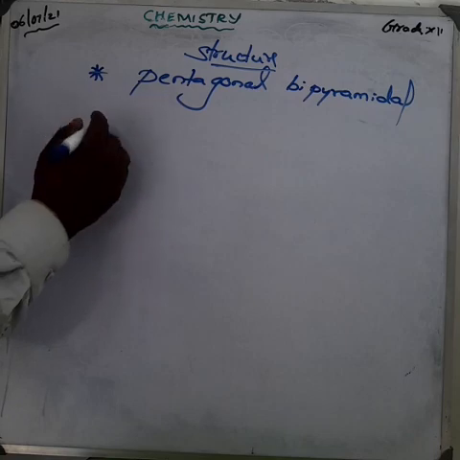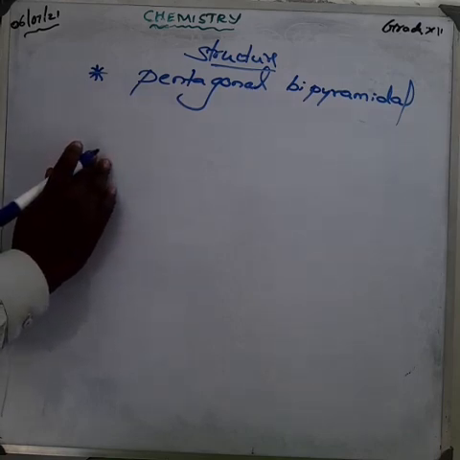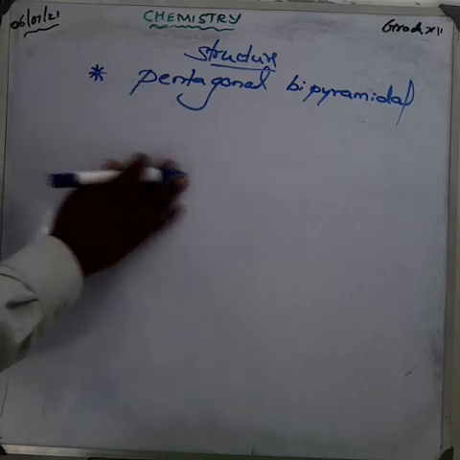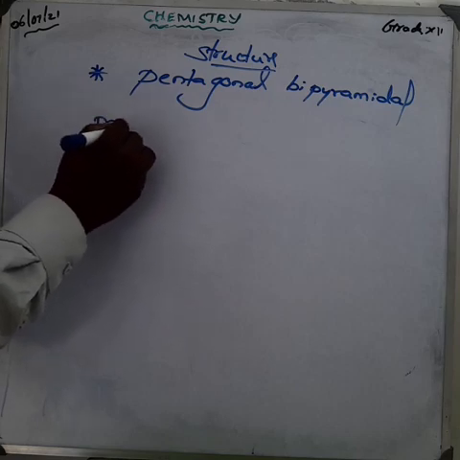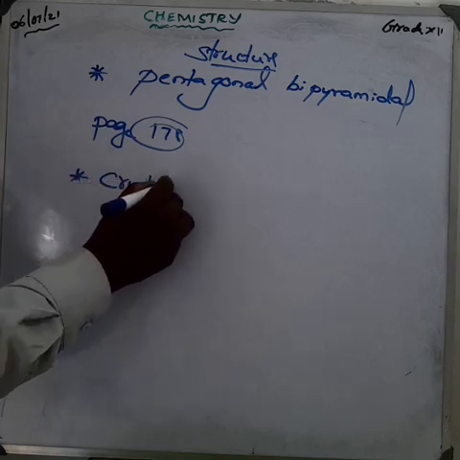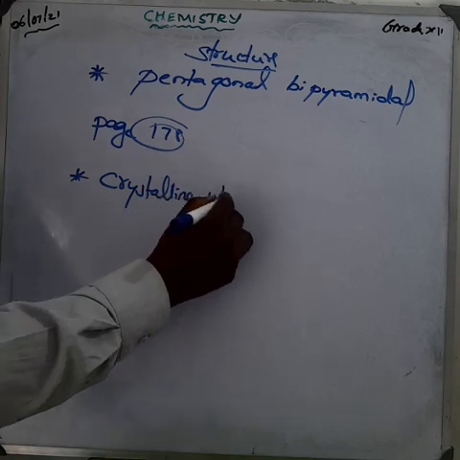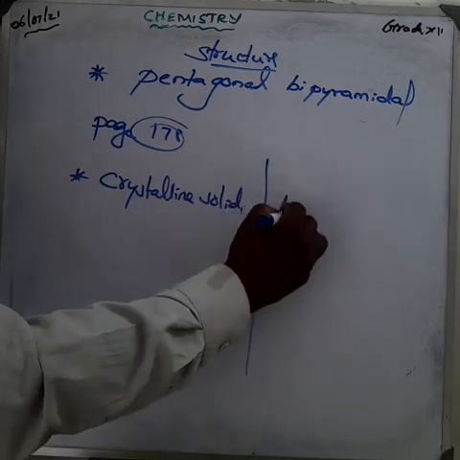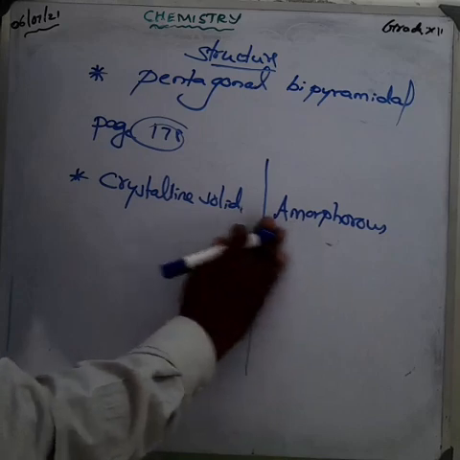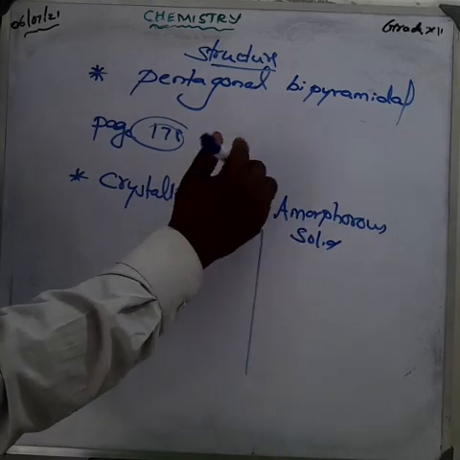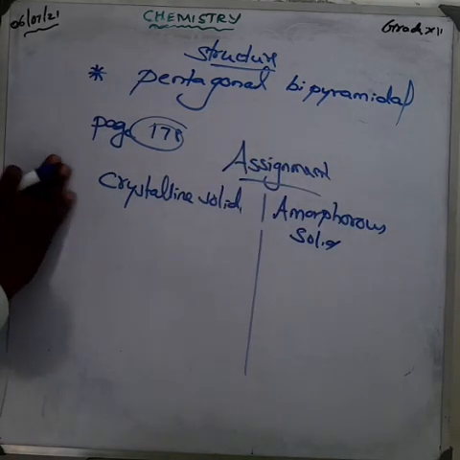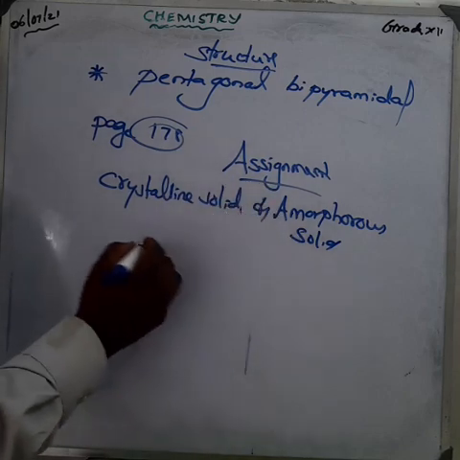So today we learned about one of the very important questions. First volume, page number 178. What are the differences between crystalline solid and amorphous solid? It's a very, very important question. So today I am giving this assignment. Please all of you write the assignment. Many of them are writing the assignment. Try to learn and write, my dear children. What are the differences between crystalline solid and amorphous solid?